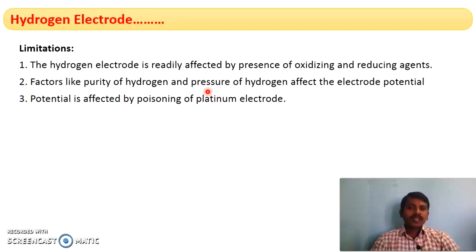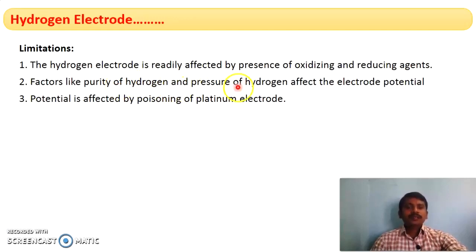If they are present, they may affect the hydrogen electrode performance. That is one limitation, disadvantage of hydrogen electrode. Second one is the purity of hydrogen gas. The hydrogen gas we are using here in the standard hydrogen electrode must be very pure. Then only we will get accurate results, or it may lead to errors.